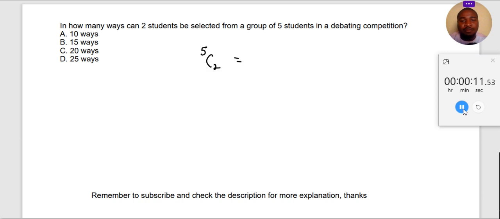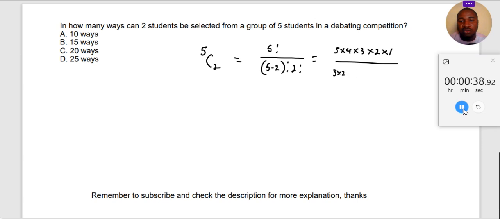Then by the formula we can say it is 5 factorial upon 5 minus 2 factorial, then 2 factorial. So we're going to be getting 5 factorial is just 5 multiplied by 4 multiplied by 3 multiplied by 2 multiplied by 1 upon 5 minus 2 is 3 factorial, which is 3 multiplied by 2 multiplied by 1. 2 factorial is just 2 times 1.